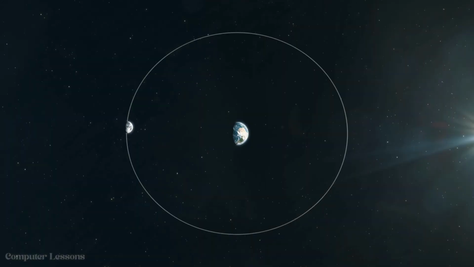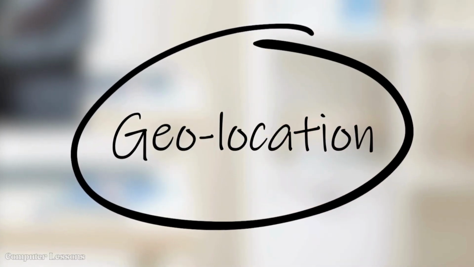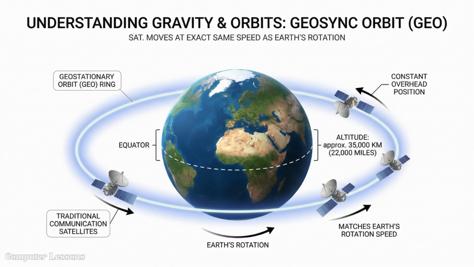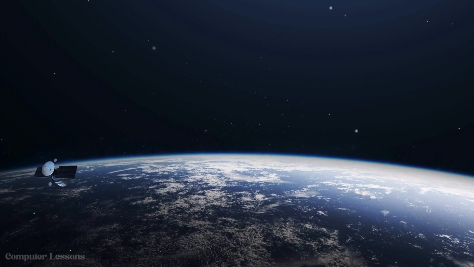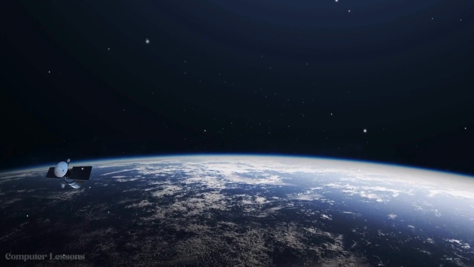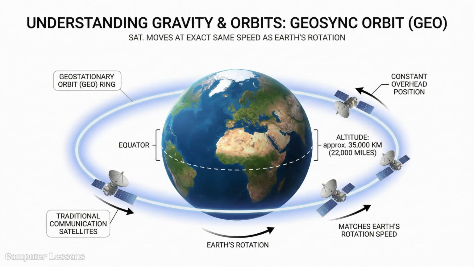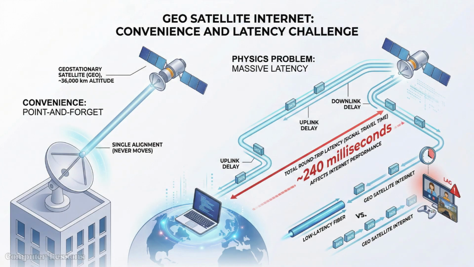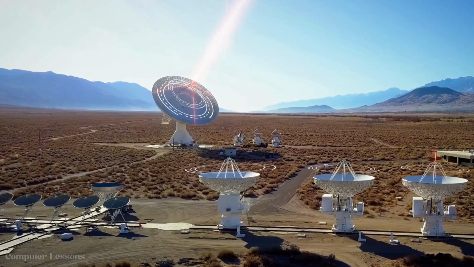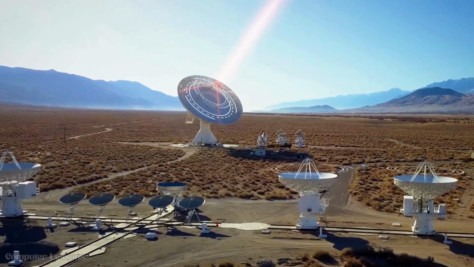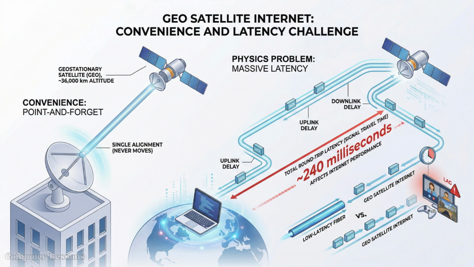To understand satellite internet, we must first understand gravity and orbits. For decades, traditional communication satellites were parked in what is known as geostationary orbit, or GEO. This is a specific ring about 35,000 kilometers above the equator, where the satellite moves at the exact same speed as the Earth's rotation. From the ground, a GEO satellite appears perfectly still in the sky. This is convenient because you can point a satellite dish at it once and never move it again.